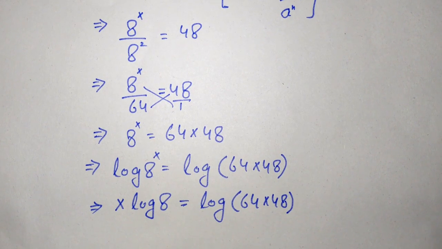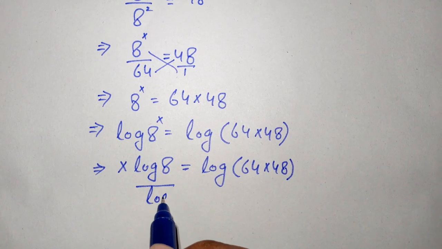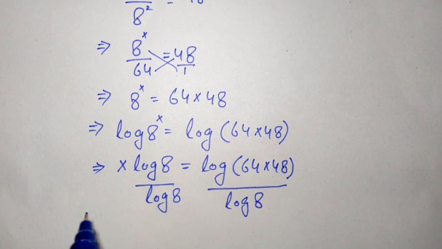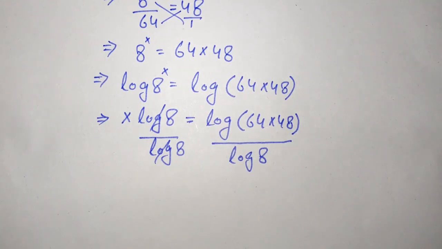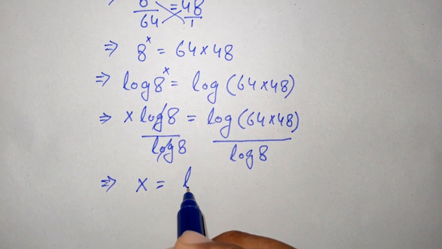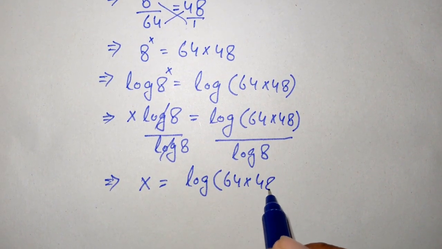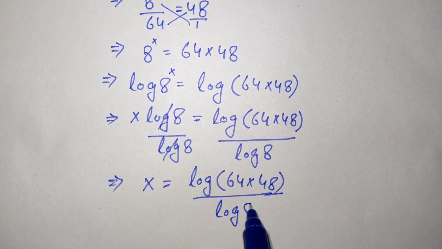Now we have to divide both sides by log of 8, so this side we divide by log of 8 and this side divide by log of 8. This log of 8 cancels with this log of 8. Here x is left, so x is equal to log of 64 times 48 divided by log of 8.